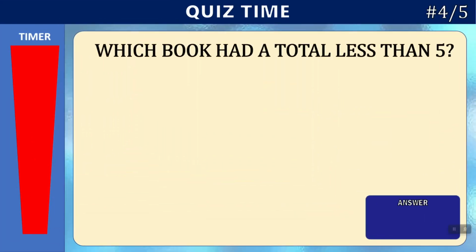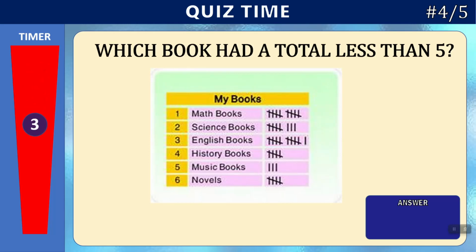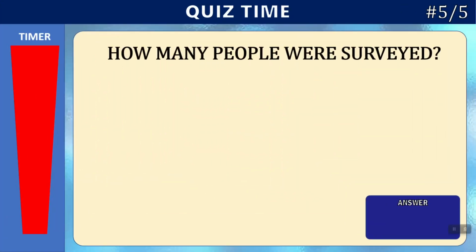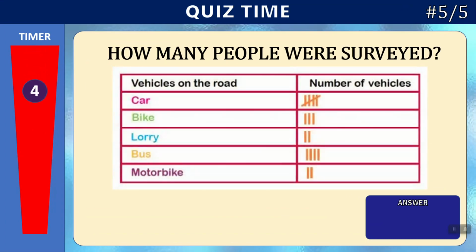Number 4. Which book had a total less than 5? Time's up. We can see that all books have groups of 5 except music only has 3, and so the answer is music had less than 5. And last question, how many people were surveyed in the table below? Time's up. To find out how many people were surveyed, we just add up each one of the tally marks for each category. So 5 plus 3 is 8, plus 2 is 10, plus 4 is 14, plus 2 more gives us 16 in total.